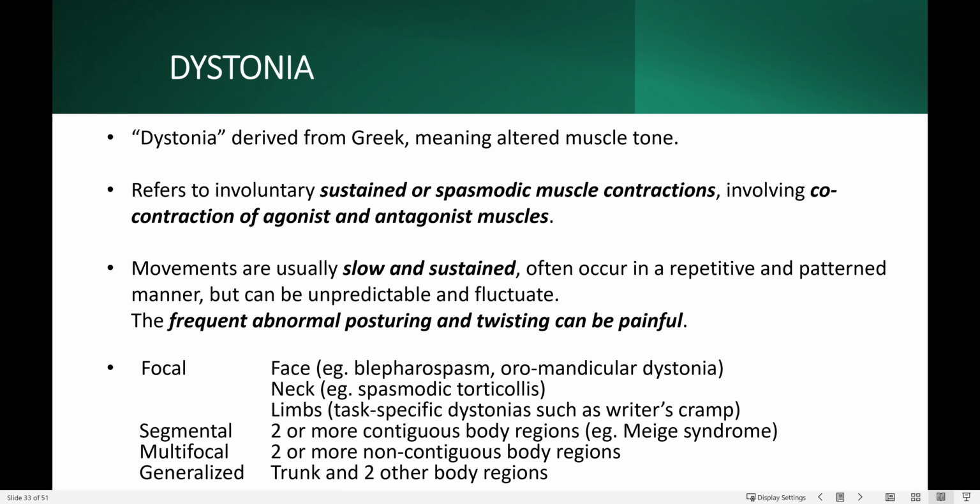We can categorize them into focal, where only one body part is affected. For example, in the face, if it's the eye, it's blepharospasm, or around the mouth, oromandibular dystonia. In the neck, spasmodic torticollis, and in the limb, task-specific dystonia such as writer's cramp.